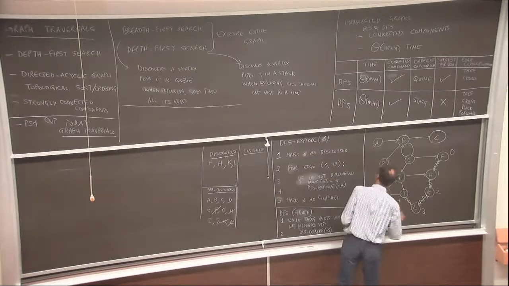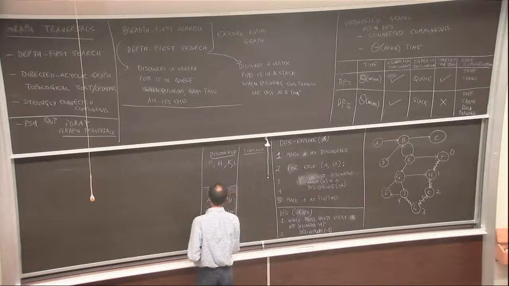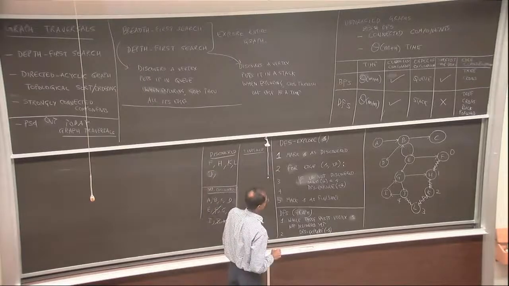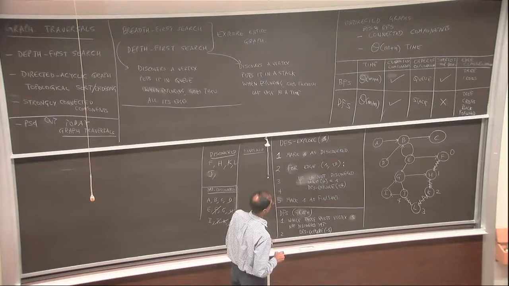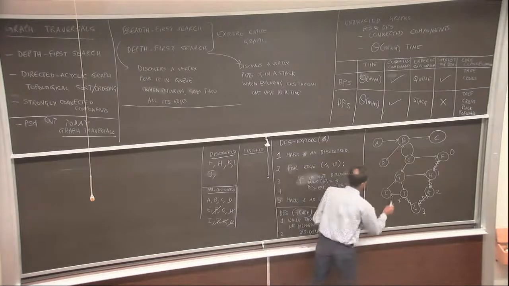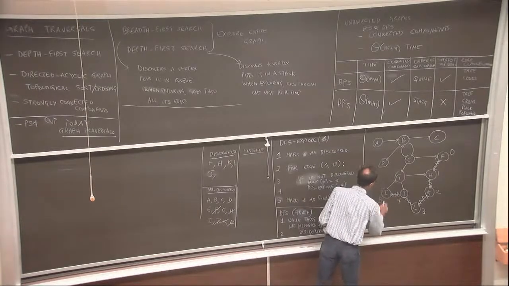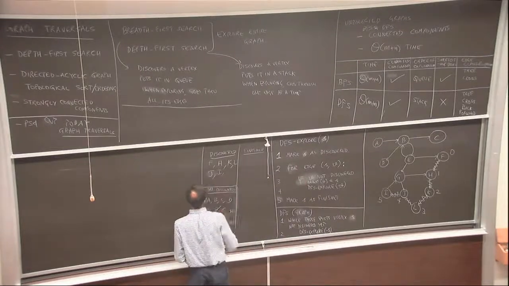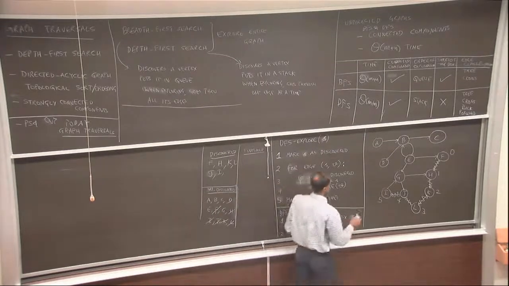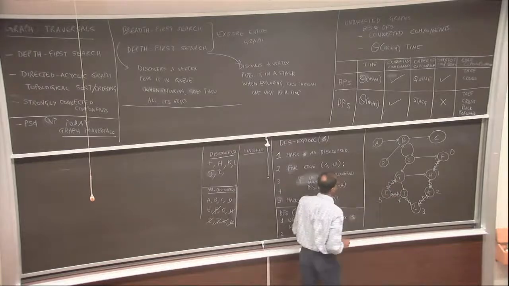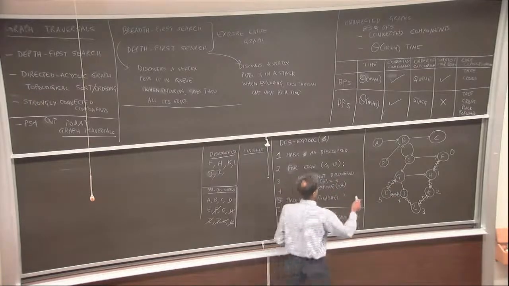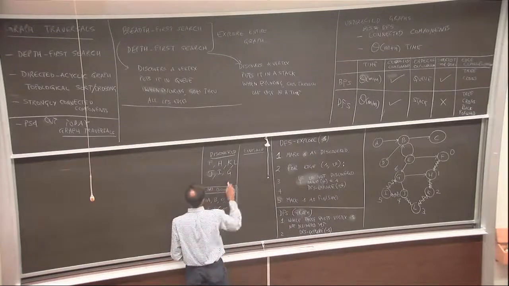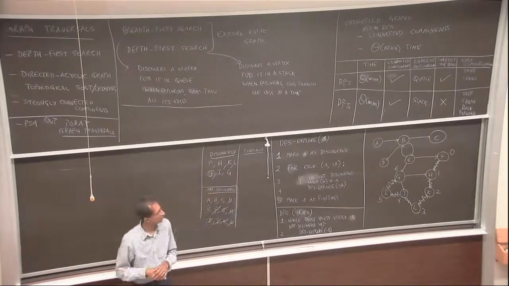4, you go through J, then you have one edge going to I. I is not yet discovered. So mark that. Then you have one edge going to G. G has not yet been discovered. So mark that. Okay. So far so good.